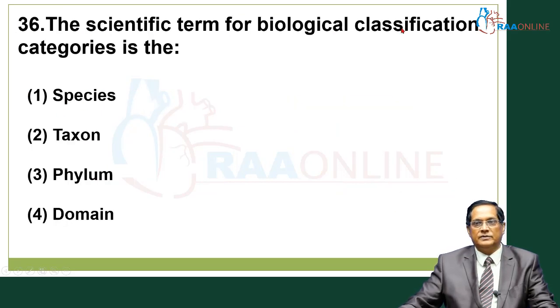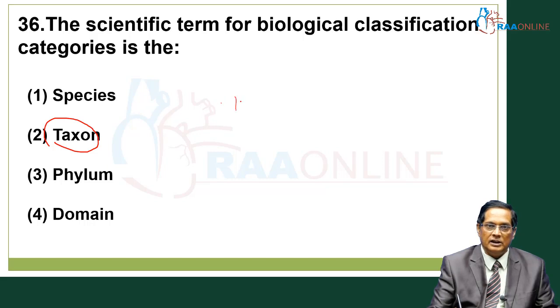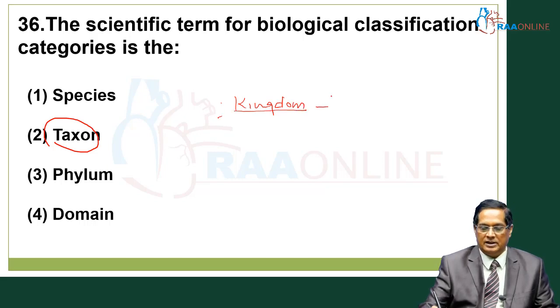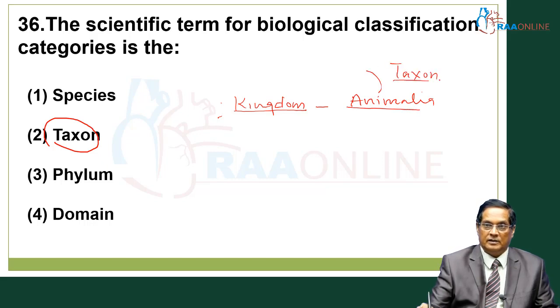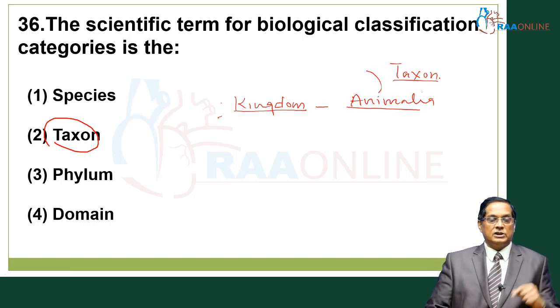Then the scientific term for biological classification category is called taxon. If an object is there, then they are called taxon. Look here. If the word kingdom is written, this is a simple category. If Animalia is written after seeing an object, this is taxon. So, taxon denotes a specific category in relation to the object.